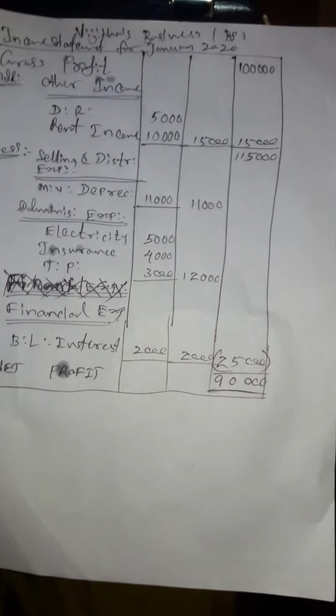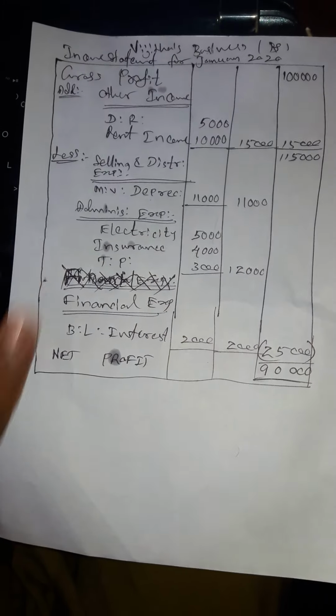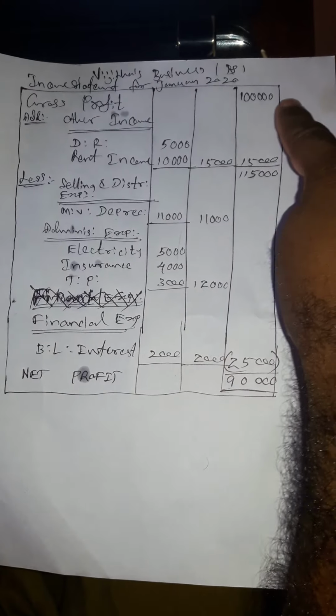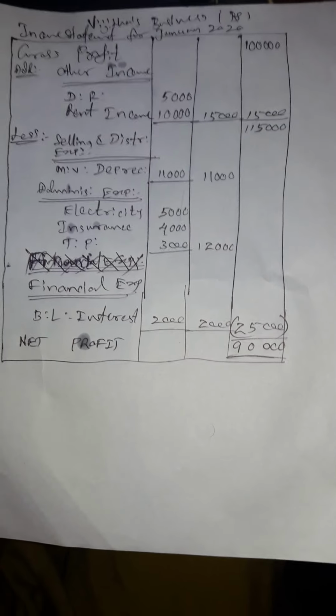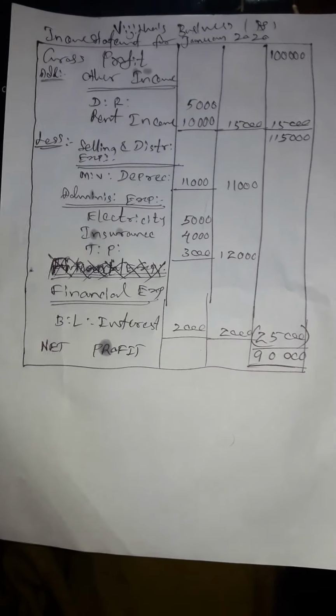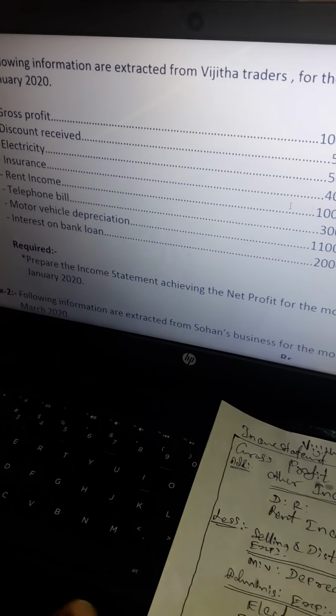So at the top we have to write gross profit. Gross profit is given as 100,000, so we write it here as 100,000, and we know we have to add other income. If other income is given in the question, we have to add it. When we search for that, there are 2 other incomes: discount received and rent income.